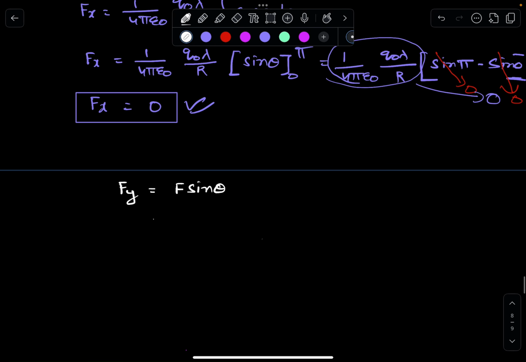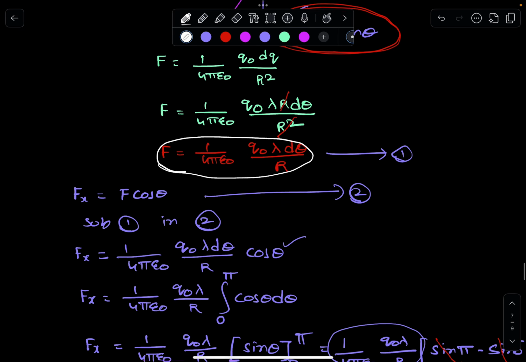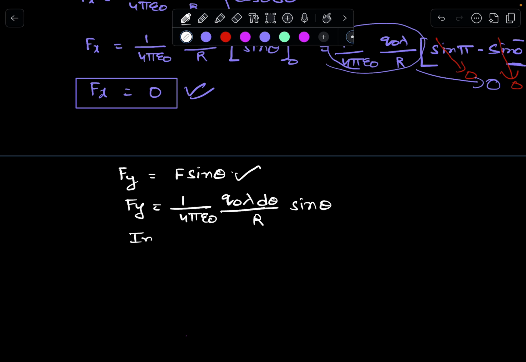So we can write F formula as 1 by 4 pi epsilon naught into q naught lambda d theta by r into this sin theta. Okay, so this will be the force along the y-axis. The same thing I'm going to do here. I'm going to integrate the sine component. Integrate the above expression.